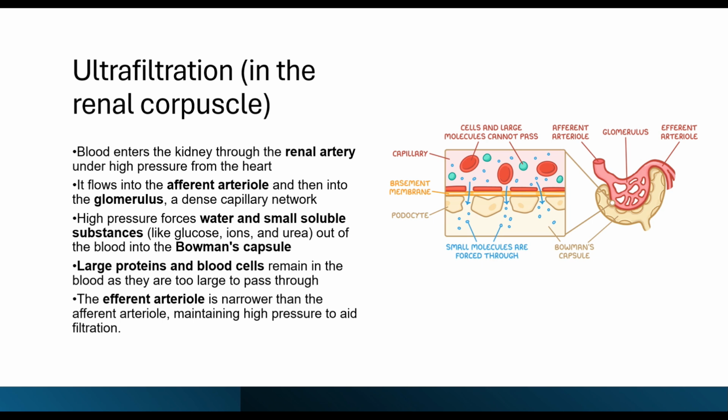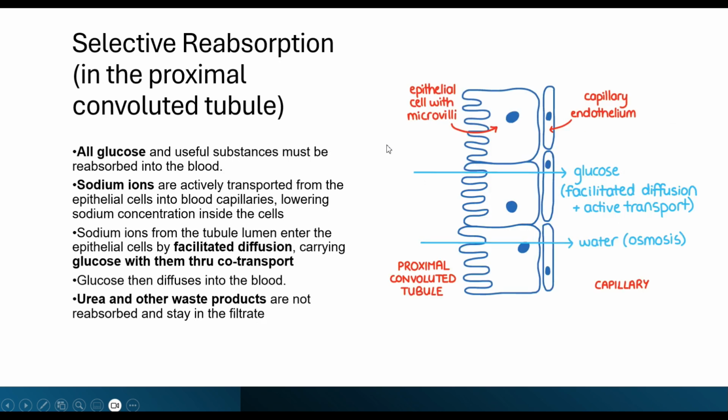The efferent arteriole is narrower than the afferent arteriole, maintaining high pressure to aid filtration. So effectively, this is the Bowman's capsule wrapped around this whole thing. You've got the afferent coming in, the efferent going out, and the glomerulus in the middle. Small molecules are forced through from the blood, from these capillaries, into the Bowman's capsule. So through these, it's filtered, ultrafiltration. Only very small things and water can move through, and it filters the blood completely of water.